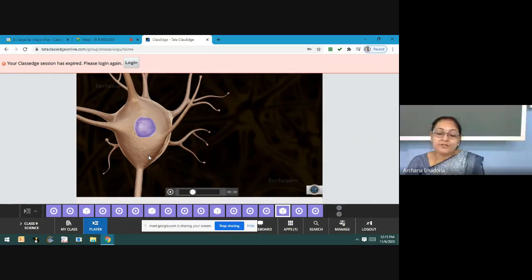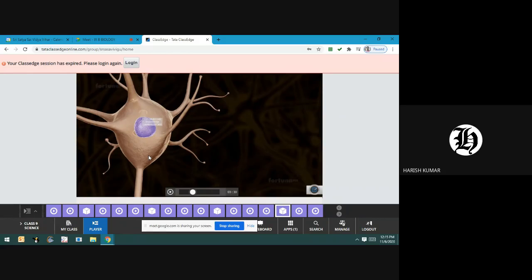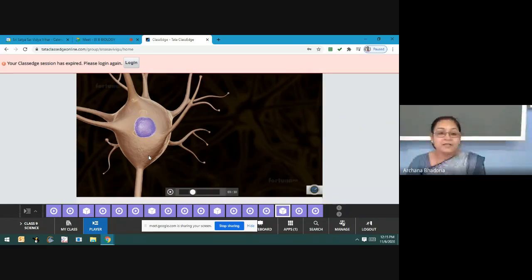Now you write it further that all the metabolic activities occur in the cell body. Write it like this: occur here. All metabolic activities occur here. That means all the functions that take place in the cell happen here. Done? Yes, okay, ma'am. Second part, what have you written?